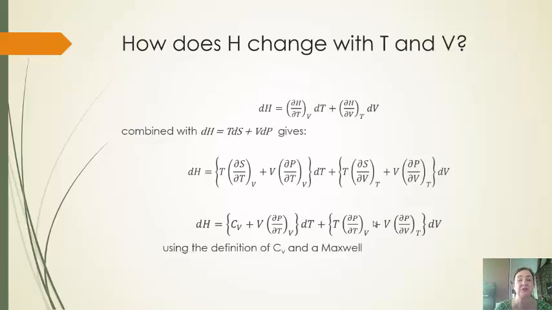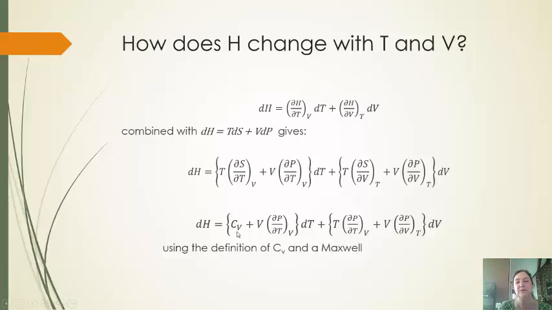So let's look at how H changes with temperature and volume. We're going to go through the same steps again and again. I first start with the calculus definition: dH/dT at constant volume plus dH/dV at constant temperature times the appropriate differentials. Then for each of these, use dH equals T dS plus V dP. So T dS/dT at V plus V dP/dT at V, and T dS/dV at T plus V dP/dV at T. These steps are pretty much universally the same, every single problem. Now start looking and seeing where I can use definitions.